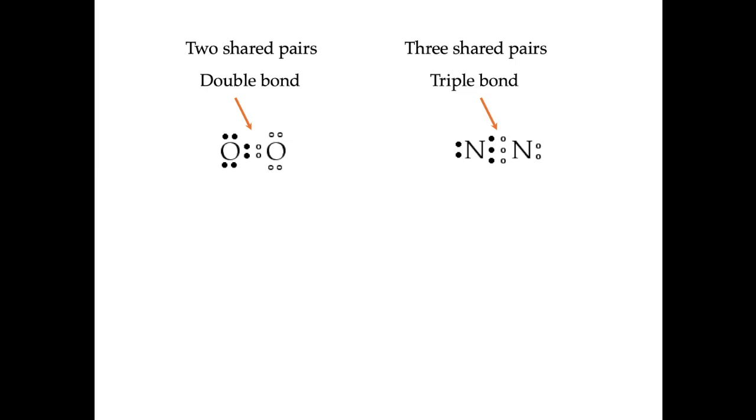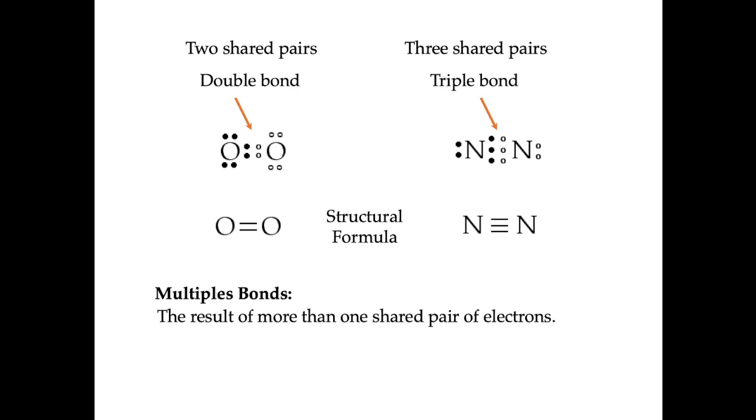So we just saw how oxygen and nitrogen share multiple pairs of electrons between each other. Again, 2 shared pairs of electrons is called a double bond. 3 shared pairs of electrons is called a triple bond. These can also be represented by lines in a structural formula for these molecules. Again, remember, multiple bonds are simply the result of having more than one shared pair of electrons between 2 atoms.